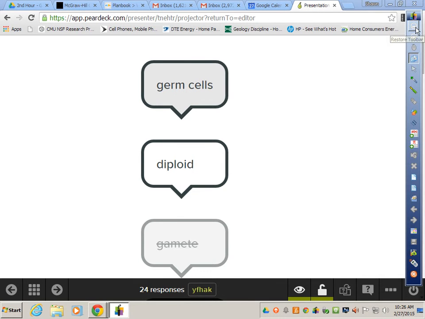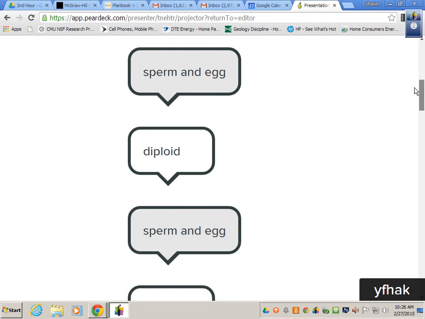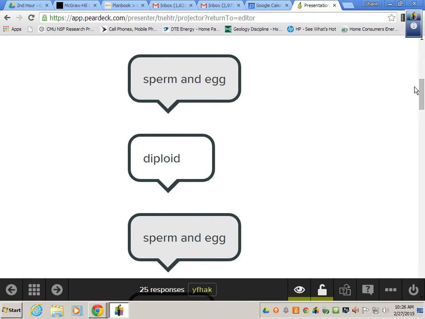No, germ cells are actually diploid. They're 2N. And diploid is kind of the opposite of haploid. Diploid is 2N. Sperm and egg are examples of haploid cells, but we call them gametes, right?